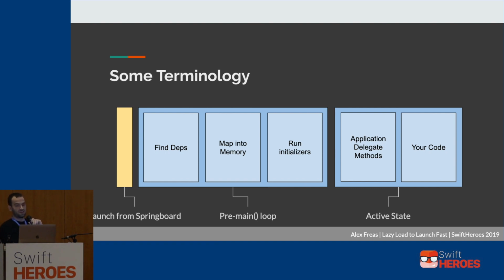And then also, these are the stages that we'll talk about today, starting from launch from Springboard, and then into the pre-main loop segment, which basically is where the system will find the dependencies for your app, map them into memory, run the initializers, initialize the runtime, and then execute your main function, which is the entry point to your app.